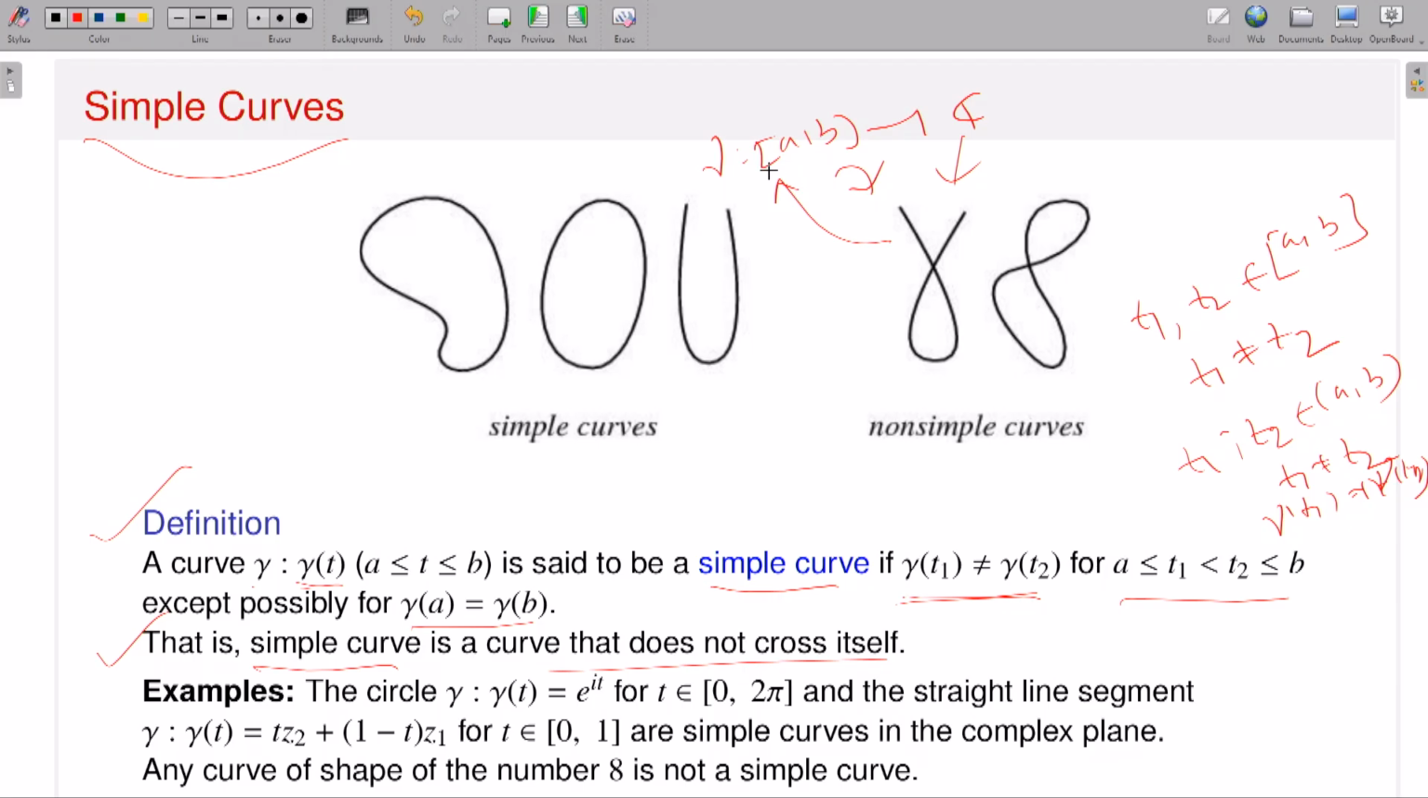Now look, this is a continuous function. That means if I start from here, let it be gamma of a, and it will end up here. That means it should be gamma of b.